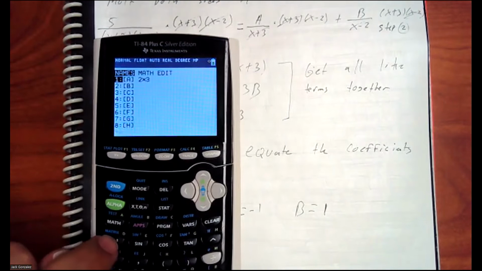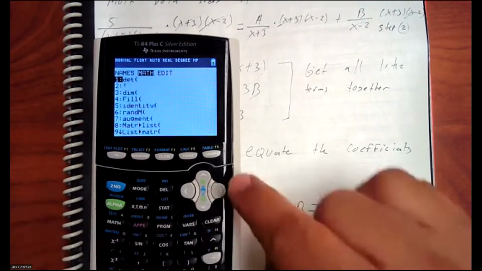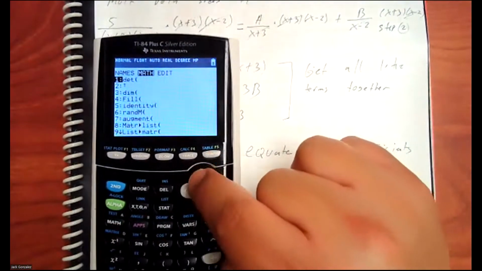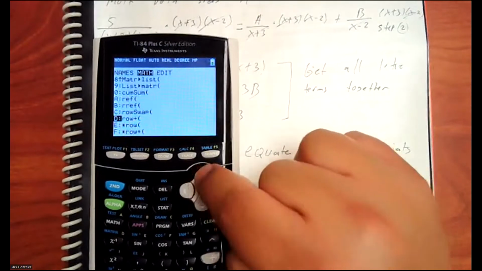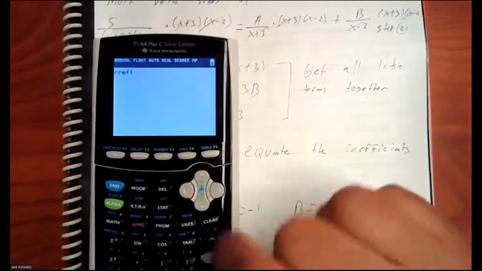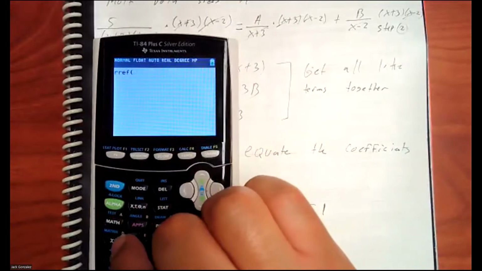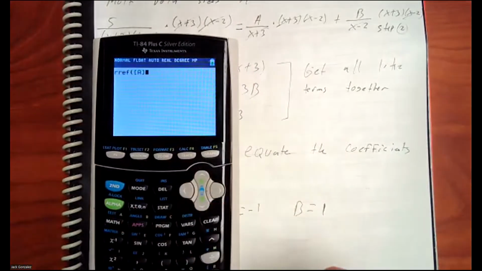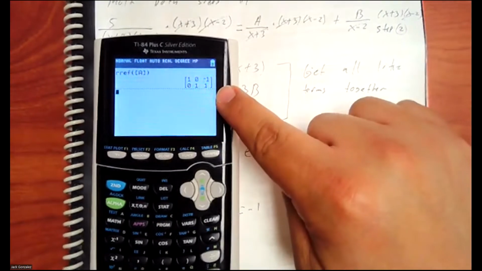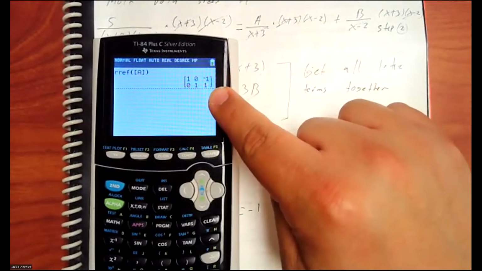Second matrix, go to math. See how it's very similar to the other calculator. Go down until you find RREF. Input your A, enter. So again, this means A is equal to -1 and B is equal to 1.